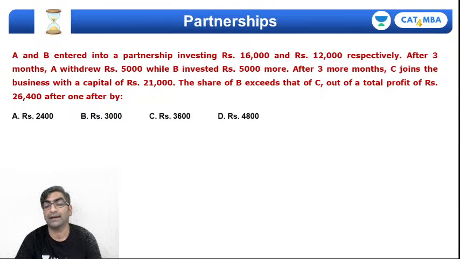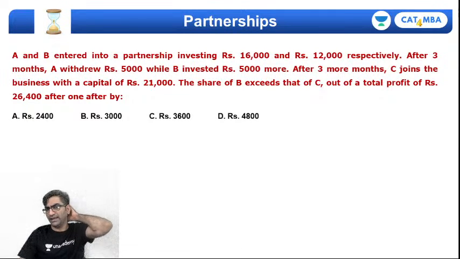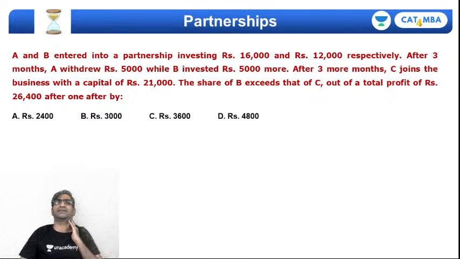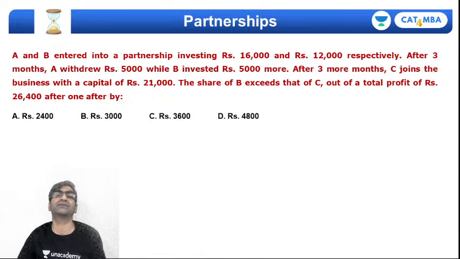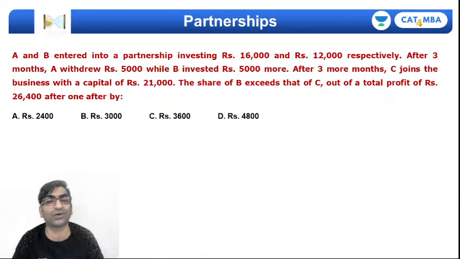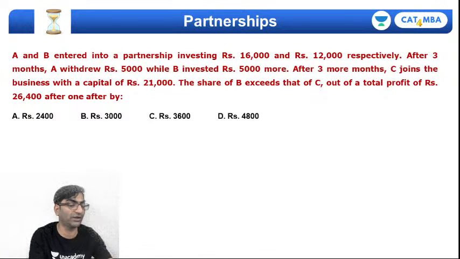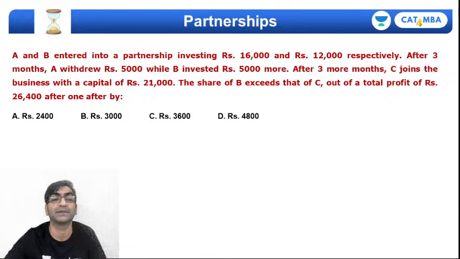Alright, I did mention partnerships, right? These problems can be quite interesting and tricky at the same time. Let's look at some problems here. A and B enter into a partnership investing 16,000 and 12,000 rupees respectively. Remember, most of the questions we're dealing with today are tailored according to the SNAP exam difficulty level and otherwise.